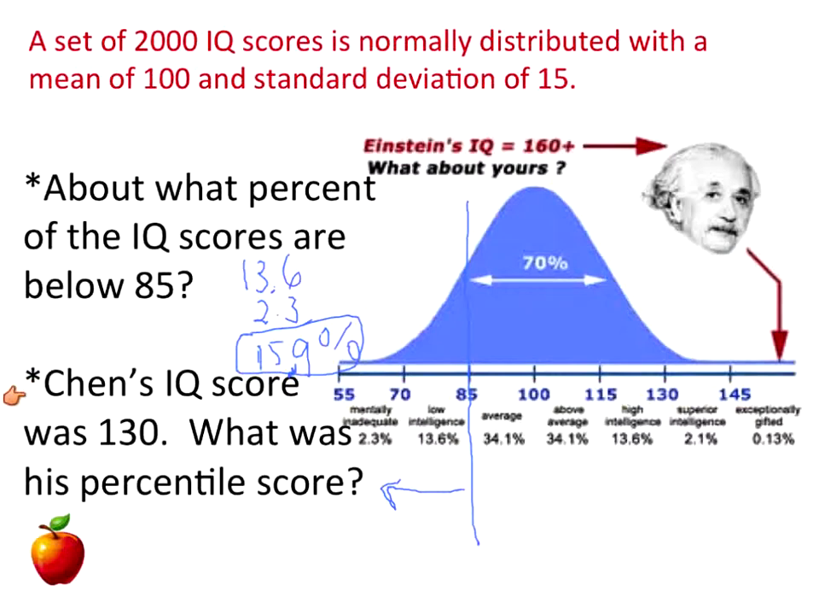Let's try our second question. It says Chen's IQ score was 130. What is his percentile score? So remember how percentiles work again? If you are in the 98th percentile, that means 98% of people are below you. So that's how we describe percentiles. So if Chen's at 130, let me mark 130. Here's Chen. Take a second and figure out his percentile.